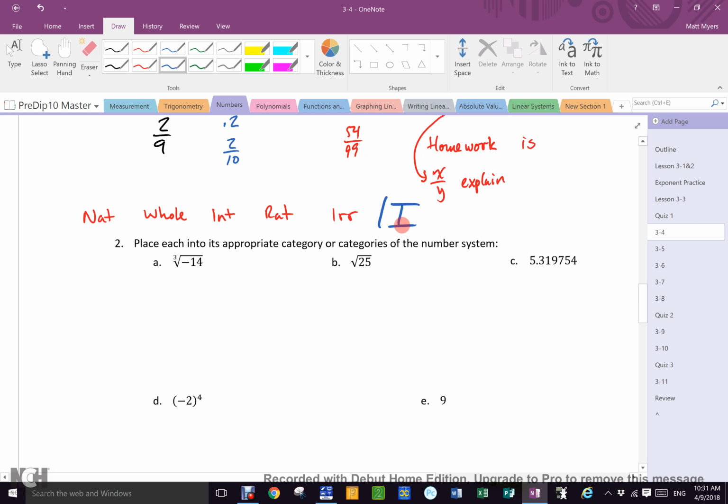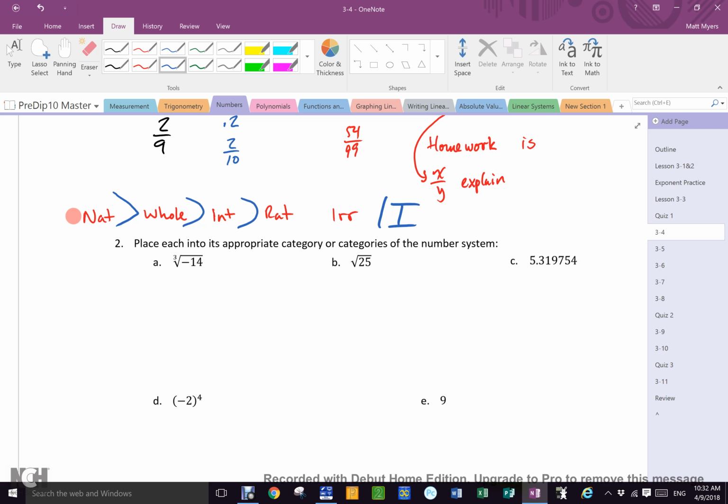Now, look, if something is natural, does that automatically make it a whole? Yes. If something's a whole, does that automatically make it an integer? Yeah. So it goes like this. Does it go the other way? No. Can you be rational but not an integer? Yeah, 1/2.